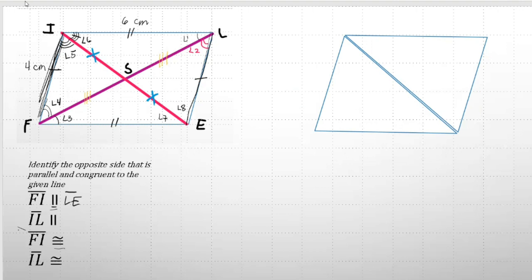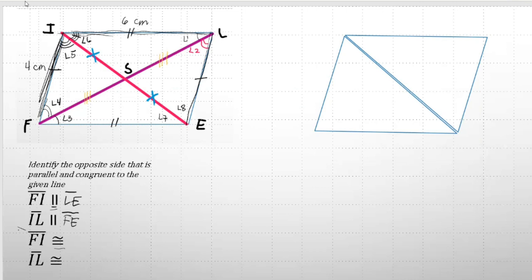Next, let's have the line IL. So this is our line IL, yung nasa itaas. So the opposite side that is parallel to this line is yung ating line segment FE. So we can name our line based on the vertices that we have. Okay, so now we are done identifying the opposite sides that are parallel.